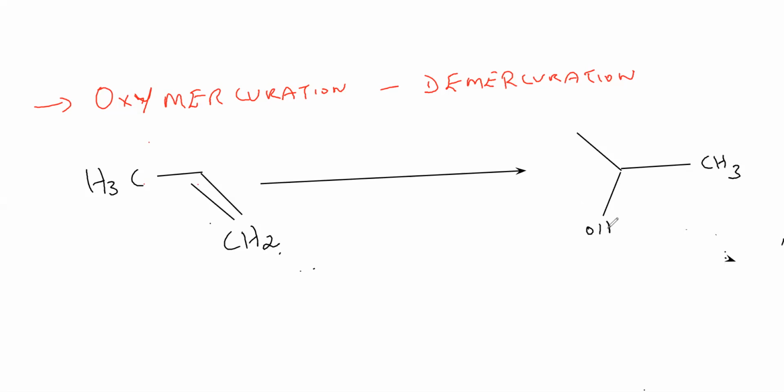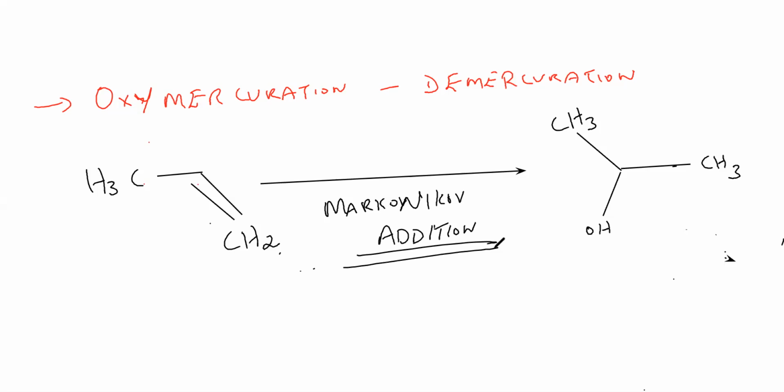CH3, OH, CH3. Markovnikov addition. So from the alkene, we are getting a secondary alcohol. Okay, from the alkene.